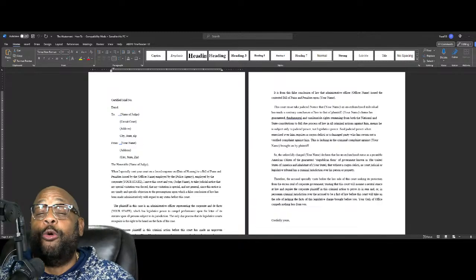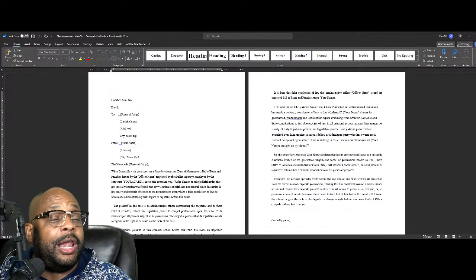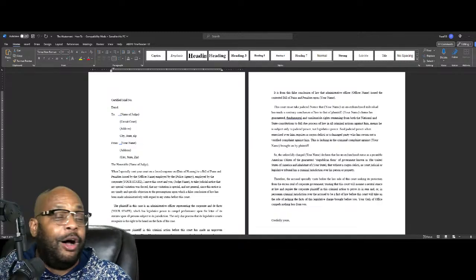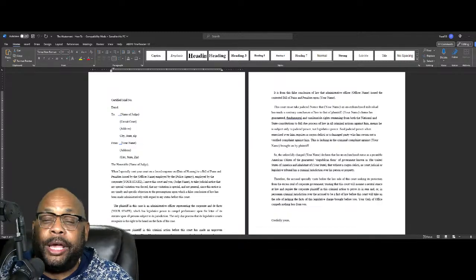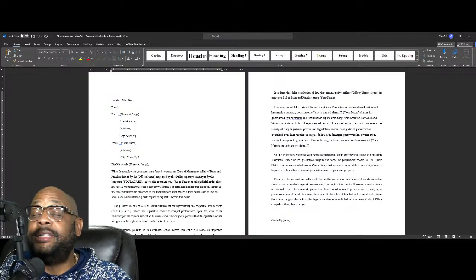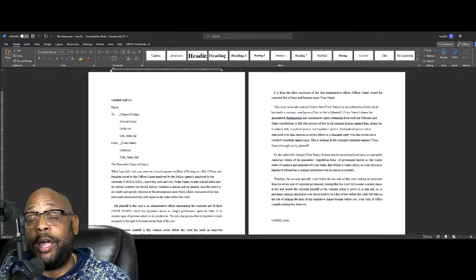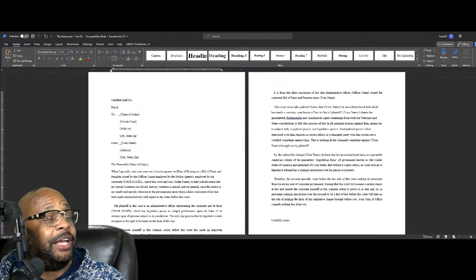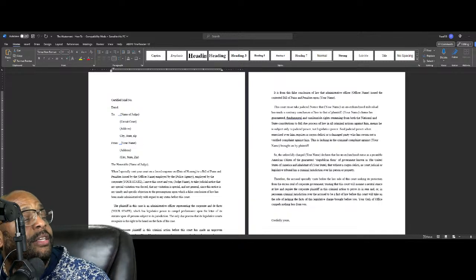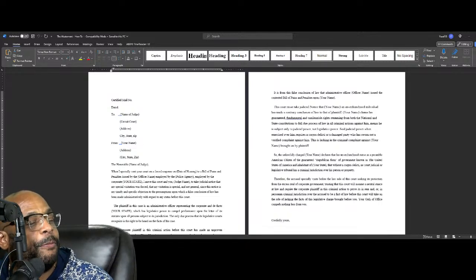Well, that's what you are with the Social Security number. You're like a franchise of the federal government. You're like a corporate entity. So he's telling the government, I'm unenfranchised. I'm not a franchised individual. See, the court must take judicial notice that John Henry Doe, an unenfranchised individual, has made a contrary conclusion of law to that of plaintiff.